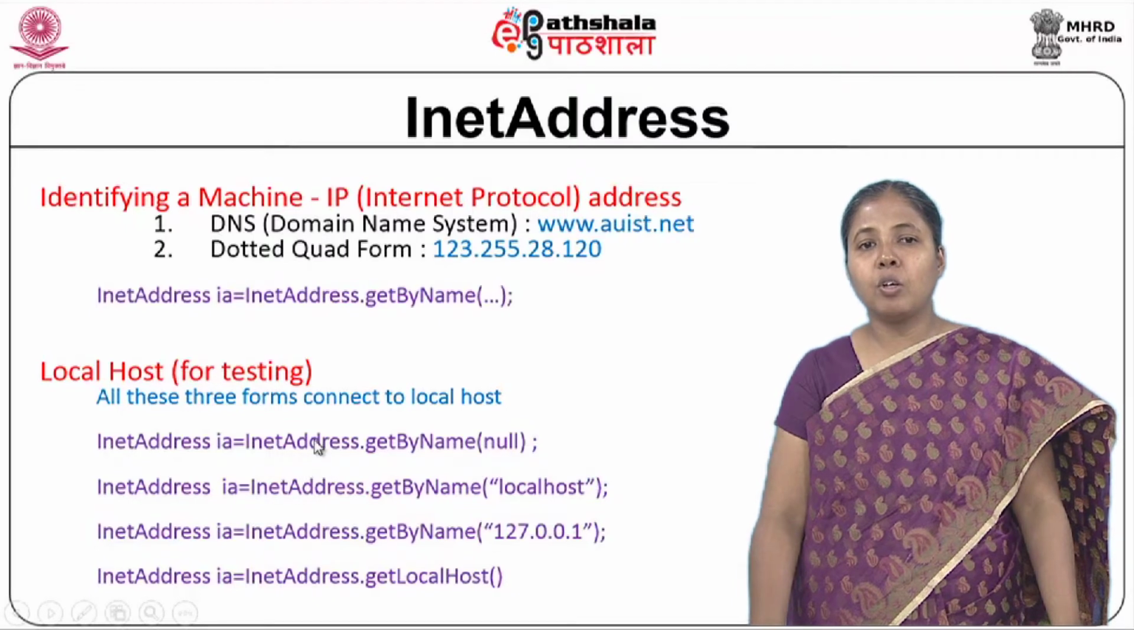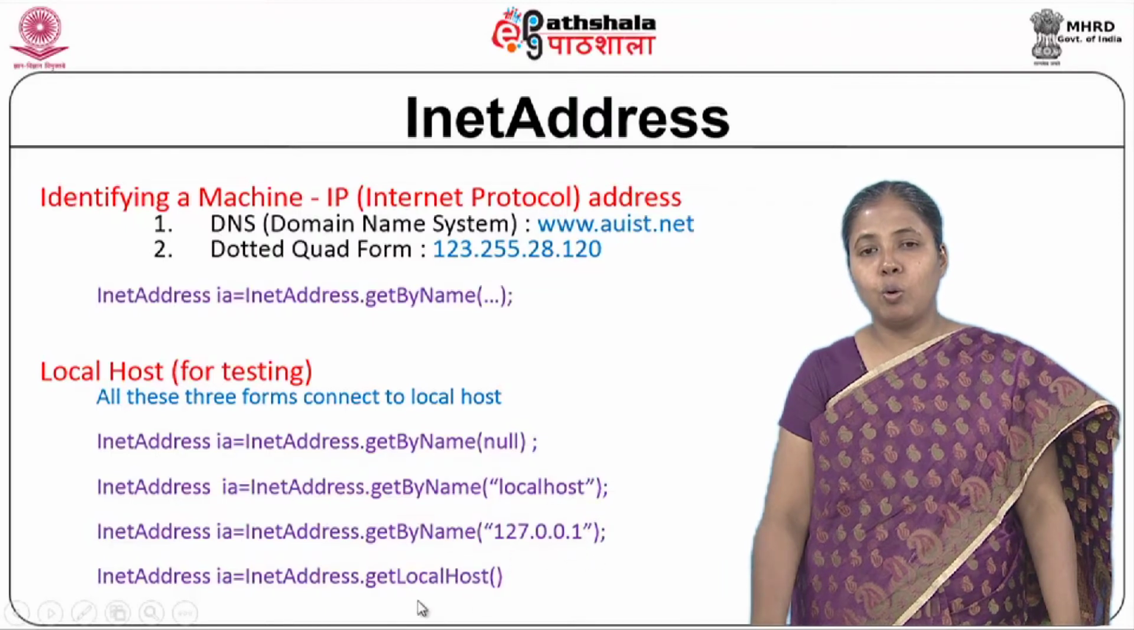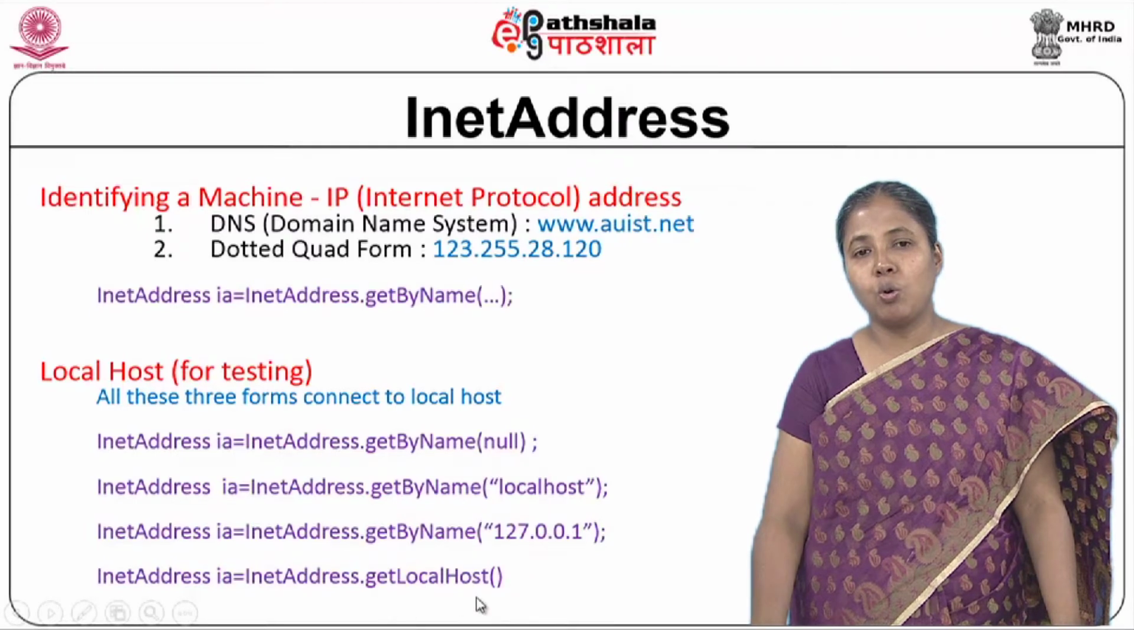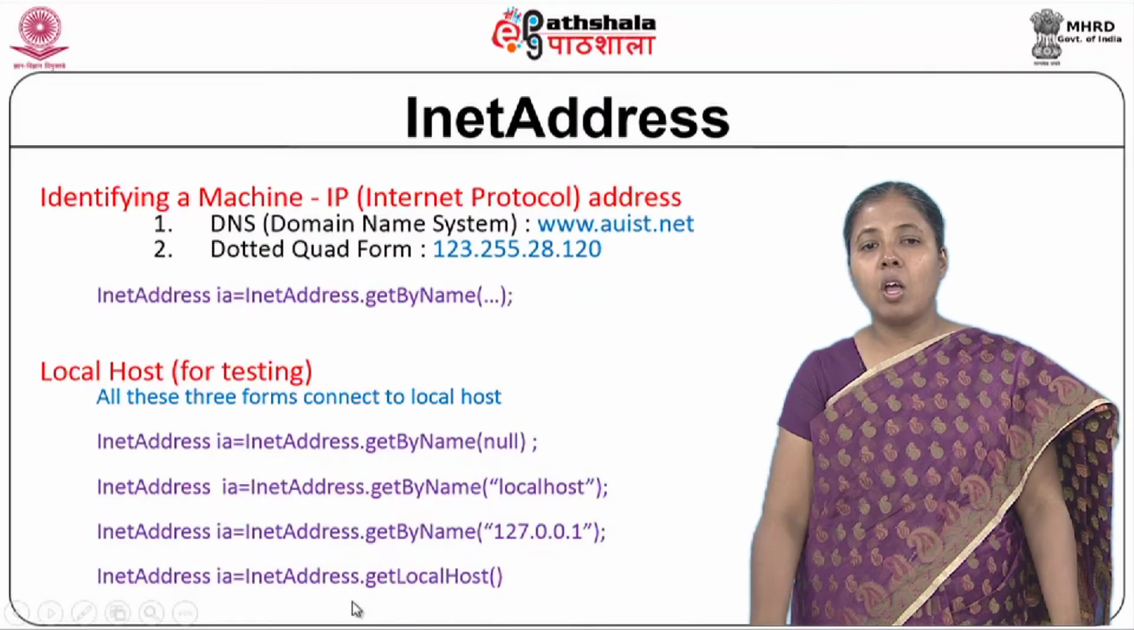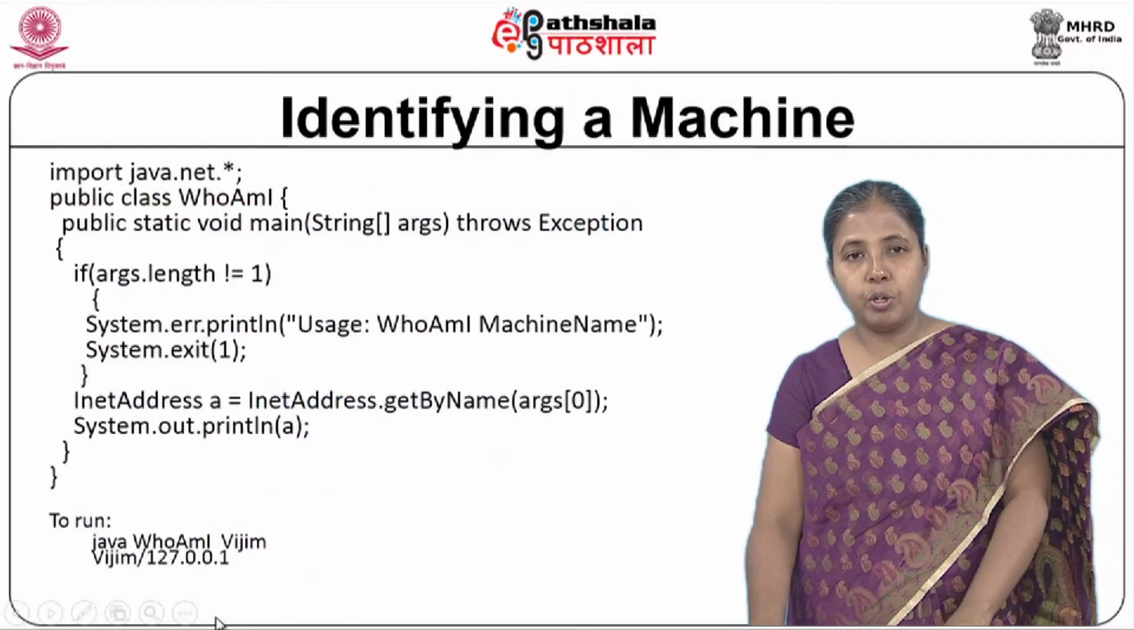You can see that all these forms connect to the local host. So, you can use the method getByName and give a null that represents the local host, or use a string localhost, which too creates an InetAddress object, or you can use the unique IP address for the local host, or you can use a method called getLocalHost. Instead of using getByName, you can use getLocalHost, and you need not give any argument, which will also return the InetAddress object.